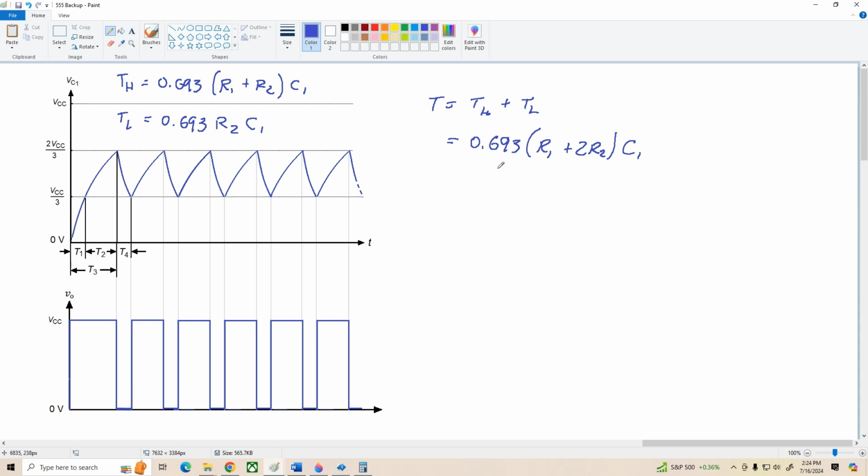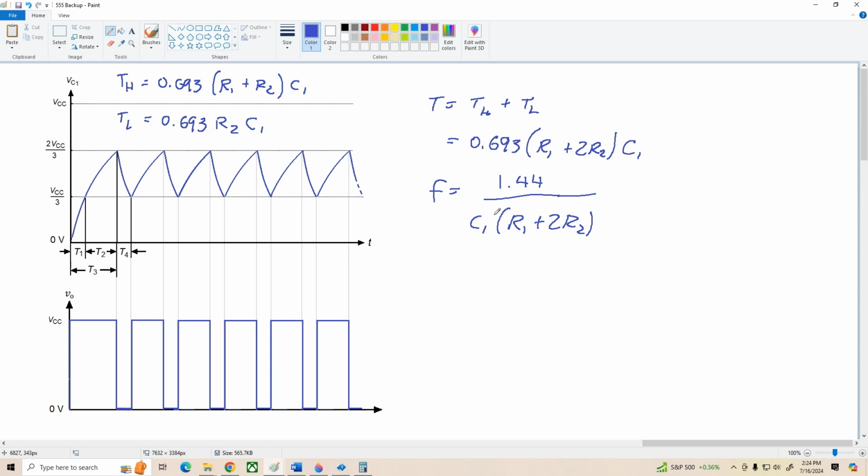But anyway, taking the reciprocal, it works out then that our frequency of oscillation is equal to 1 over 0.693. That would be approximately 1.44, which is what we see on the data sheet, divided by C1 times R1 plus 2 times R2. And there we go. There are our equations describing the oscillation frequency for the 555 timer when it's set up as an astable multivibrator.